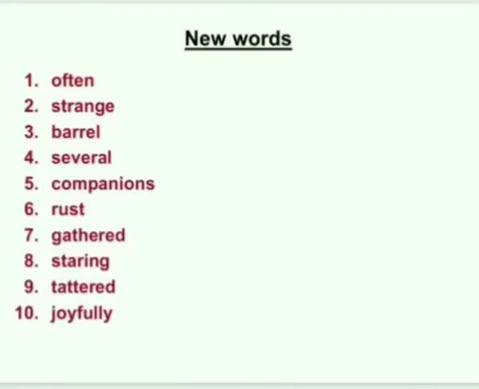Now let's read some of the new words from the story. Number 1, often. 2, strange. 3, barrel. 4, several. 5, companions. 6, rust. 7, gathered. 8, staring. 9, tattered. 10, joyfully. Write these new words in your notebook and learn their spellings.